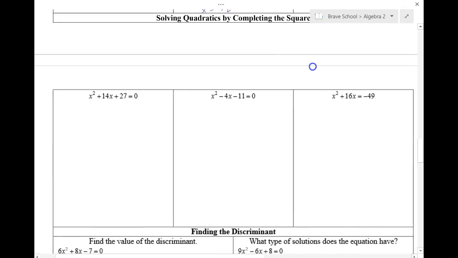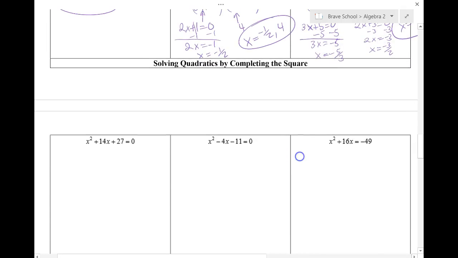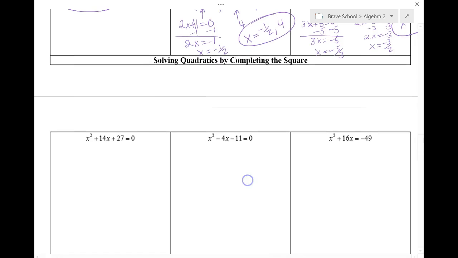Okay, the last one is going to be, sorry, not the last one, the second to the last one, third to the last, sorry. It's going to be solving quadratics by completing the square.